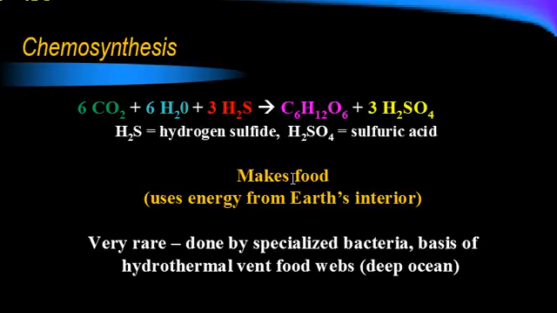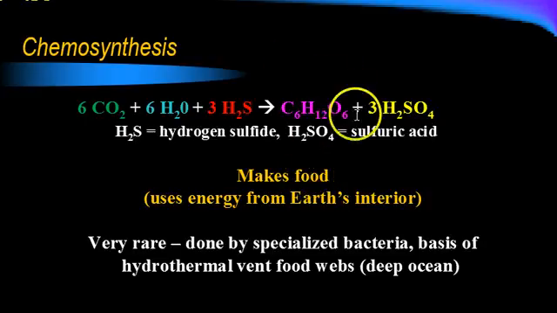So in chemosynthesis, you have carbon dioxide, you have water, and you have hydrogen sulfide, which is coming out of these vents, usually at the bottom of the ocean floor. Basically, you have this magma rising up to the surface, and it's carrying hydrogen sulfide with it. So all of these things combine with that heat from the interior of the earth, and they react to form sugar, and that's our food, really.